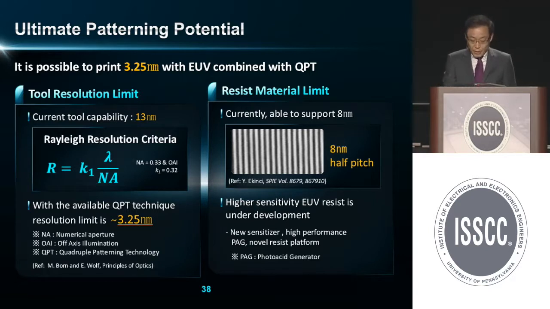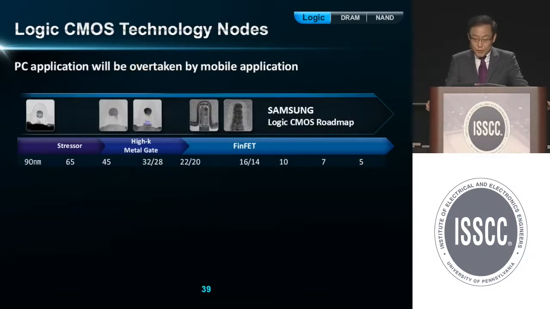Now, let us look at building blocks of small chips, which are logic and memory technologies. This slide shows the evolution of logic technology over the past decade. In 45 nanometer node, high-K dielectric metal gate was implemented in order to increase density and improve performance. At 20 nanometer node, 3D transistor structure, such as FinFET, was applied.